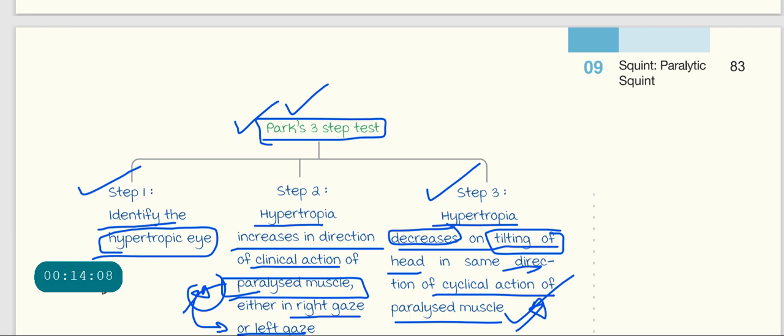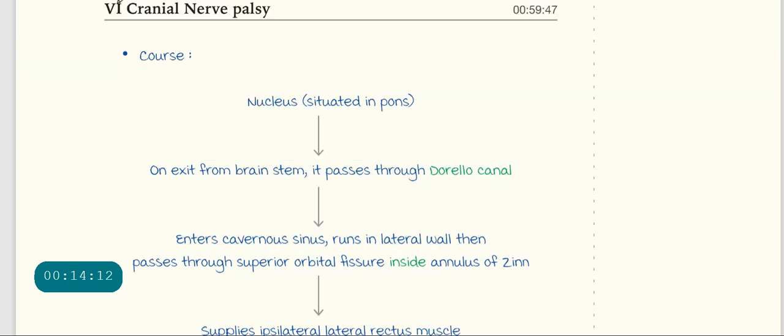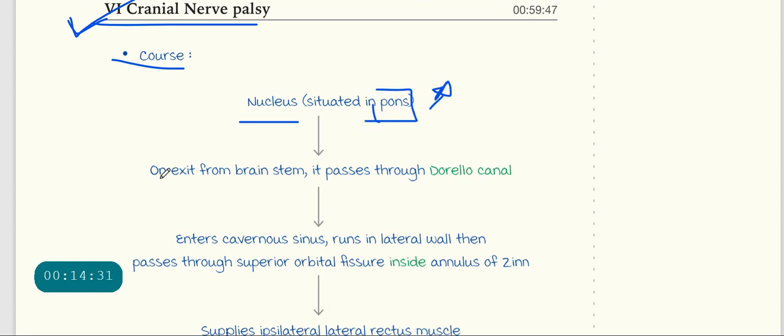The last cranial nerve injury, that is the 6th cranial nerve injury. So we have studied the 3rd, 4th, and now it is the 6th cranial nerve injury. What are the points? The nucleus is situated in the pons. Important point over here. Then on exit from the brainstem, it passes through the Dorello canal. This is another important point.